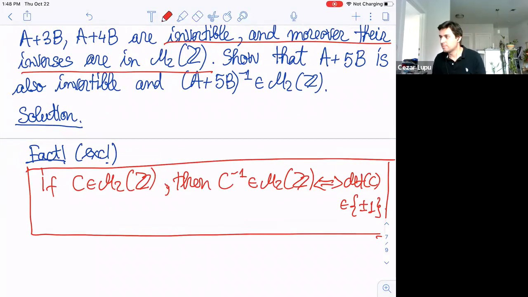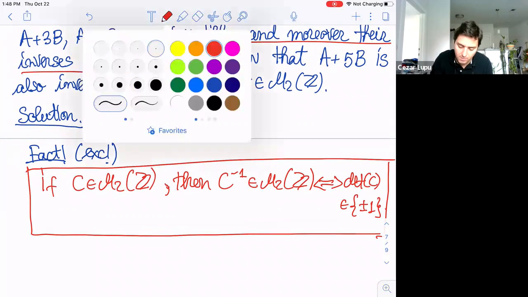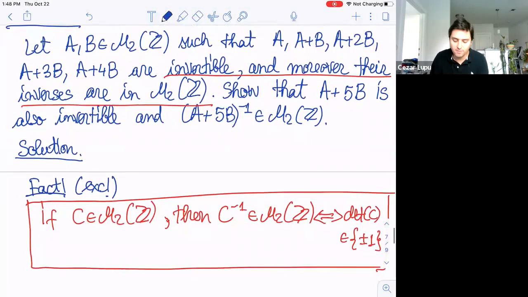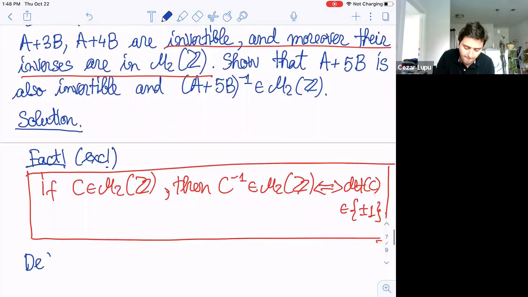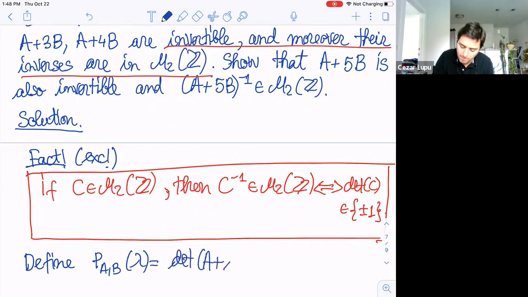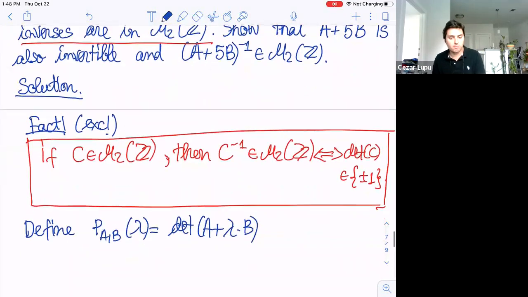So what do we know? Based on everything we said here, let's define the polynomial P_AB of lambda as the determinant of A plus lambda B. What do we know about this polynomial? We can actually write it, right?